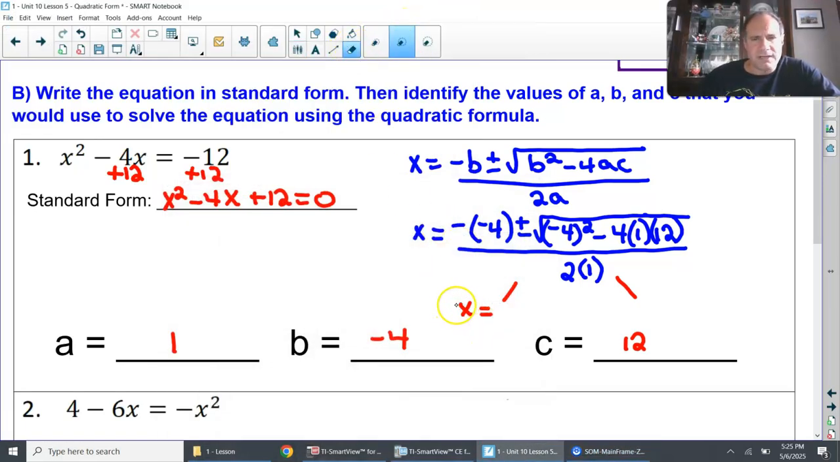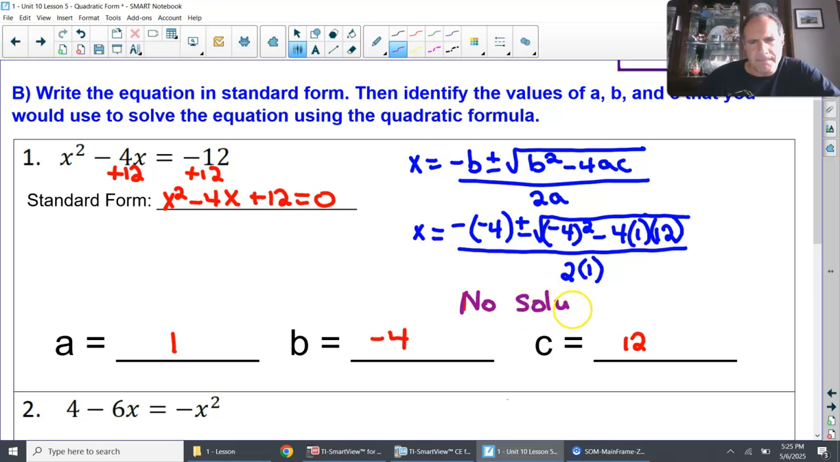So I'm just going to erase this. Well, I wanted to erase it. And I'm going to put no solution. And it's because underneath that radical, it's a negative number.